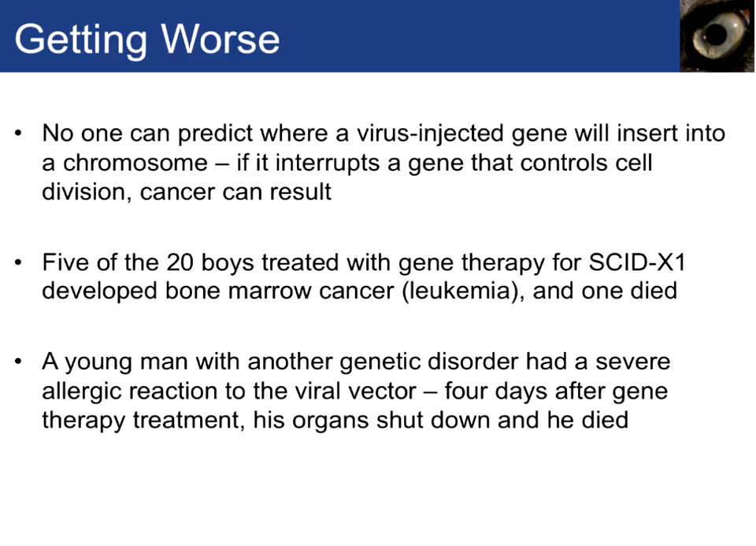So in another experiment, a young man with another genetic disorder had a severe allergic reaction to the viral vector, and 4 days after the gene therapy treatment, his organs shut down and he died. So the gene therapy experiments were first done on kids with disorders like this because their quality of life without the treatment was so poor. But for someone with diabetes or other genetic diseases that have less impact on their quality of life, in those situations the risk wouldn't be worth it.